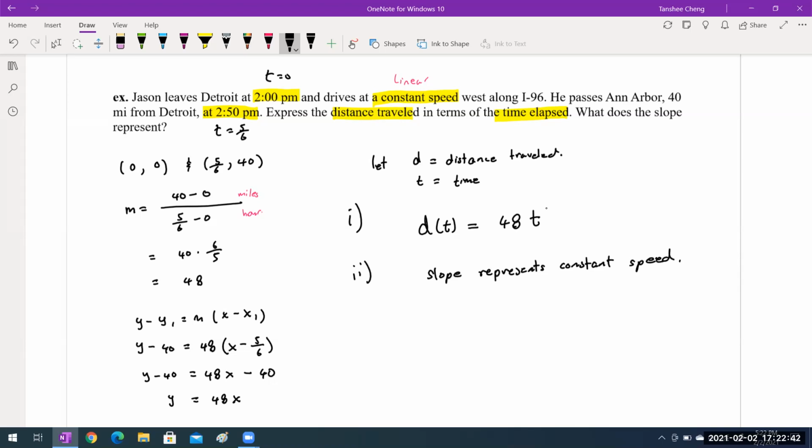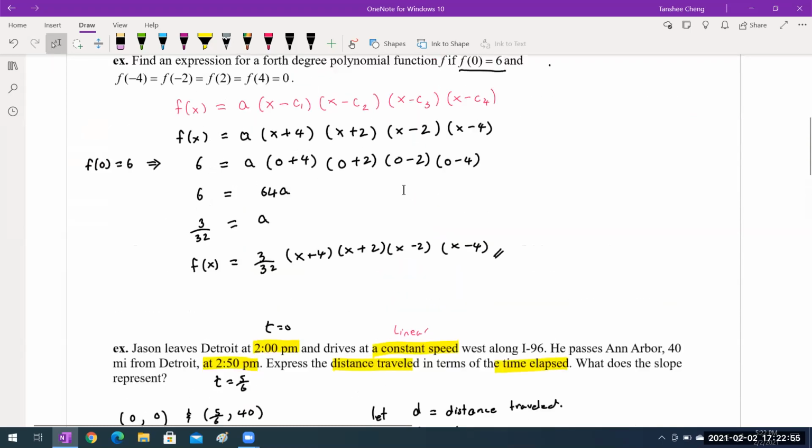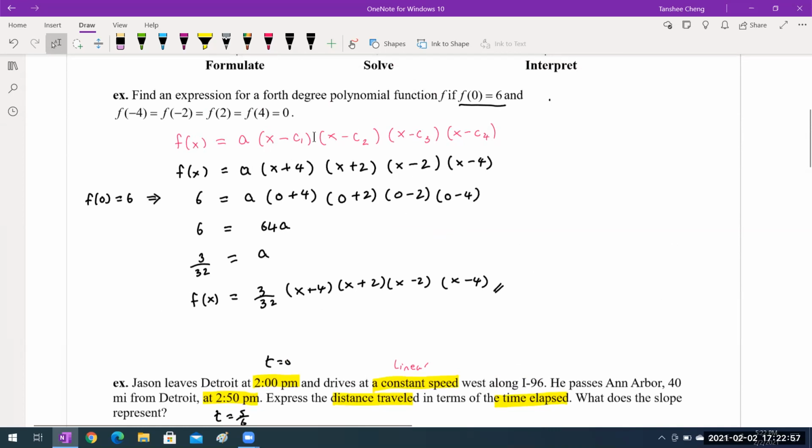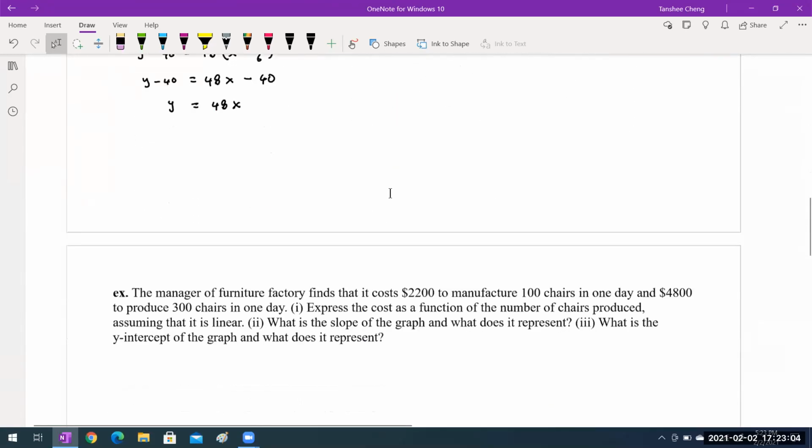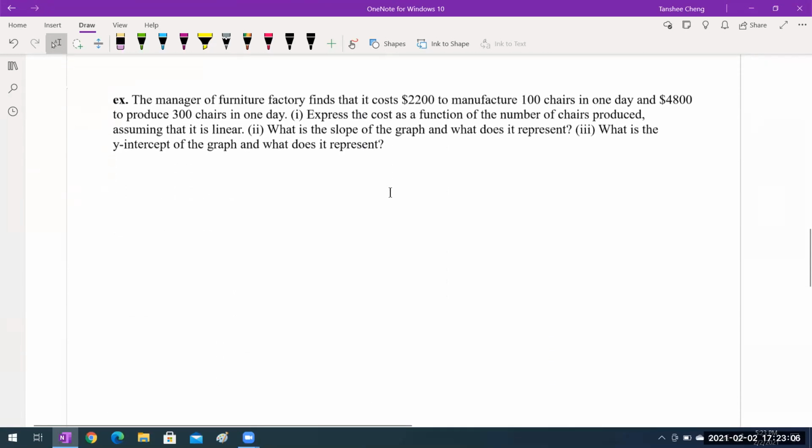In this model. And that will be my final answer for this question. So I want you to just focus on the linear model. If it is a quadratic model and such, you already know how to construct the polynomial functions with the zeros, so it shouldn't be a problem either. Right?